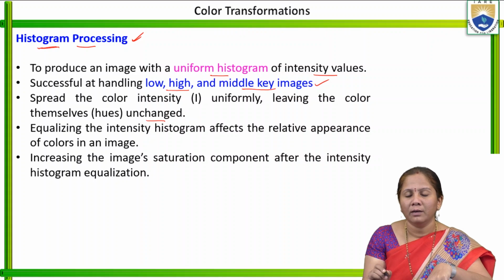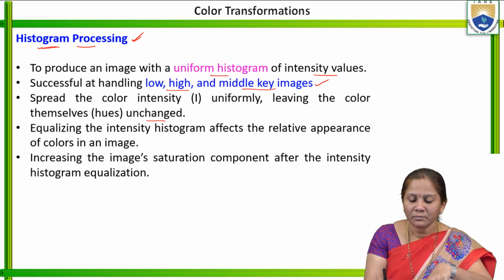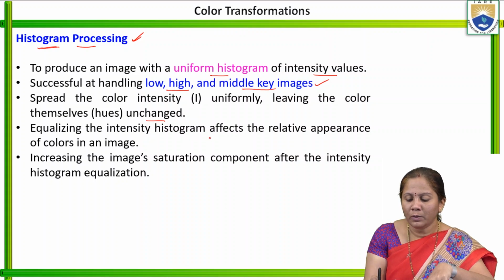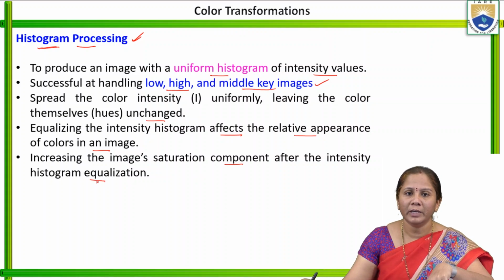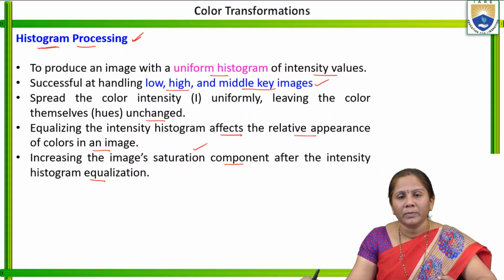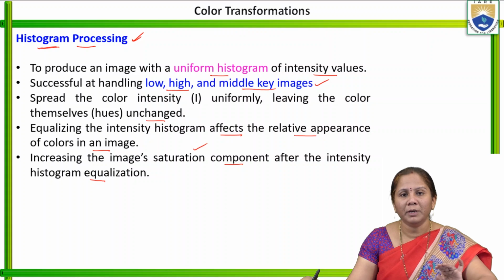It is very difficult to predict hue, as we have seen the reasons in the previous slides, because there will be discontinuity due to overlapping of 0 degrees and 360 degrees where they meet each other. So equalizing the intensity histogram affects the relative appearance of colors in the image. So in order to increase the saturation component in the image after equalization, we are going to perform histogram equalization.